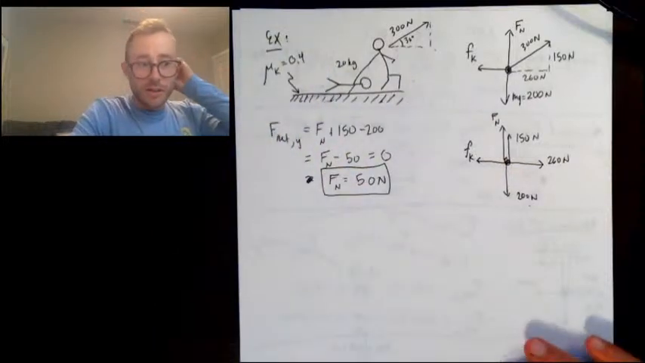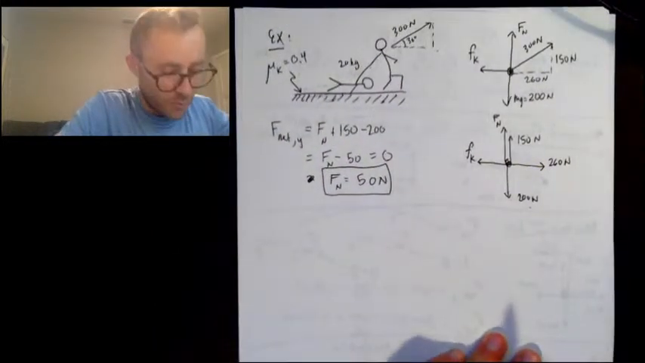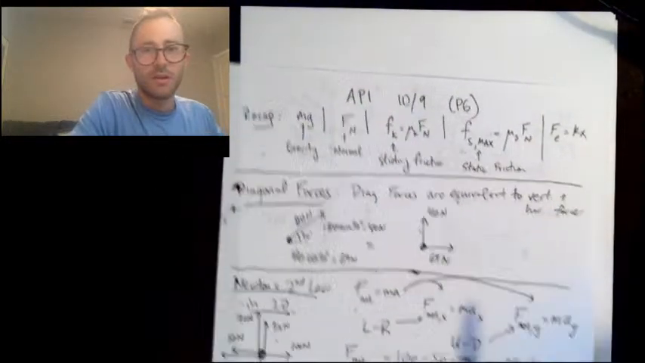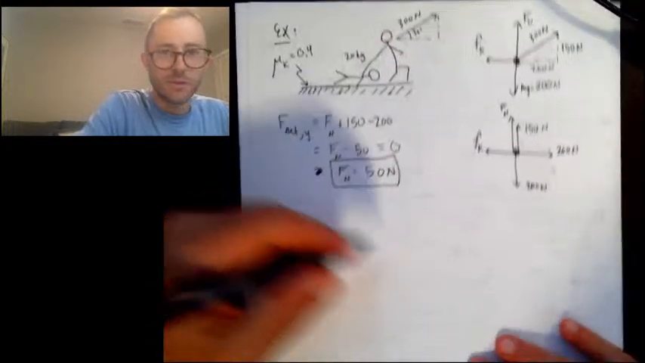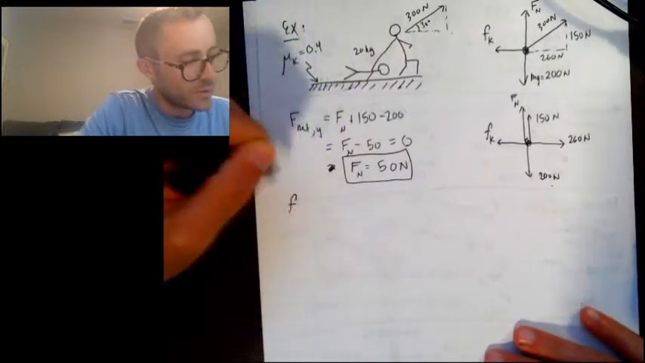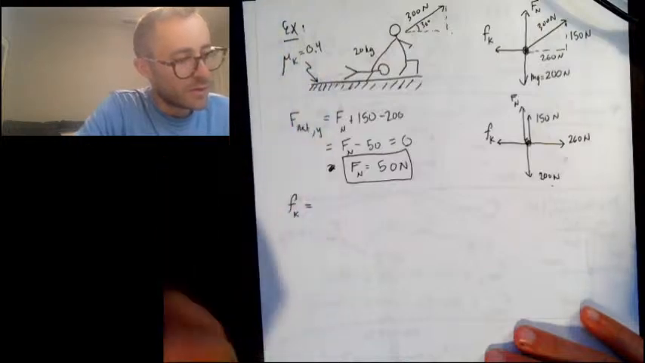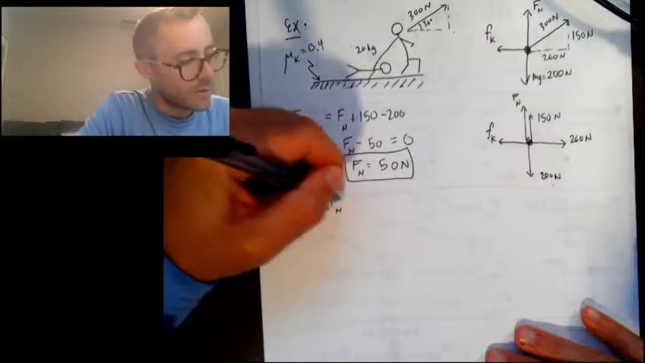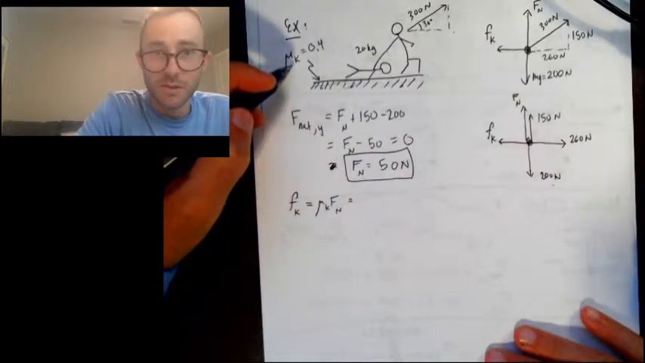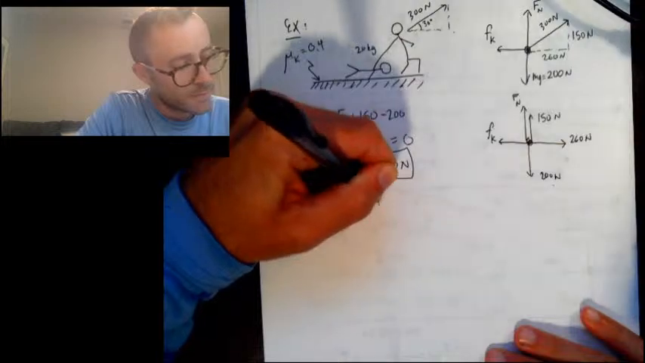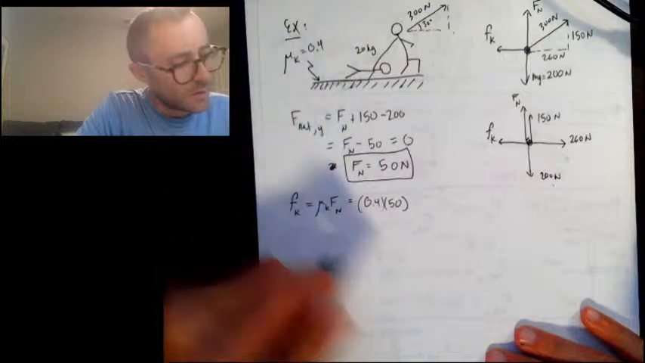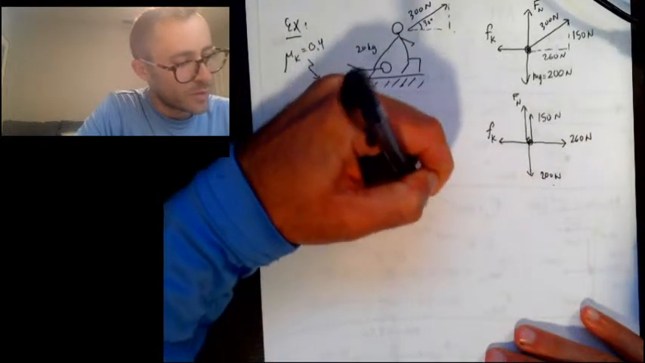Now, here's an important point. Once we know the normal force, we can now calculate friction. Friction depends on the normal force. Okay? So now I can calculate friction. Kinetic friction is mu sub k times normal. The coefficient of kinetic friction is going to be a given. It's 0.4. And the normal force is 50. So that means that kinetic friction is 20 newtons.